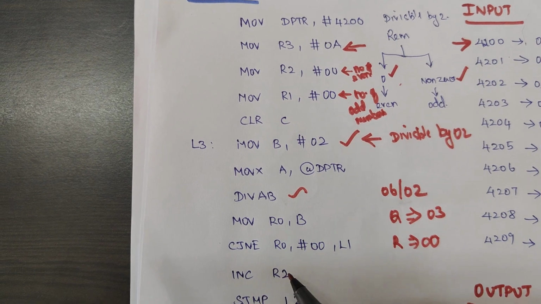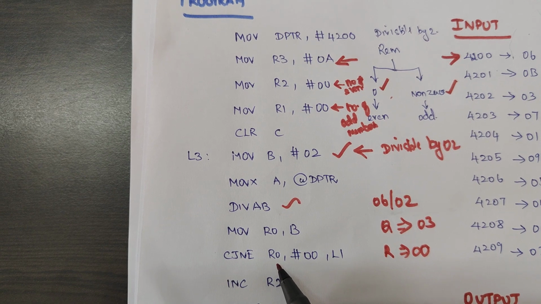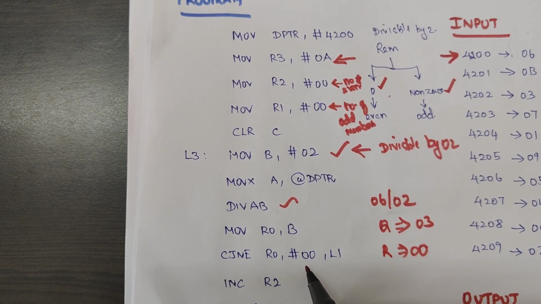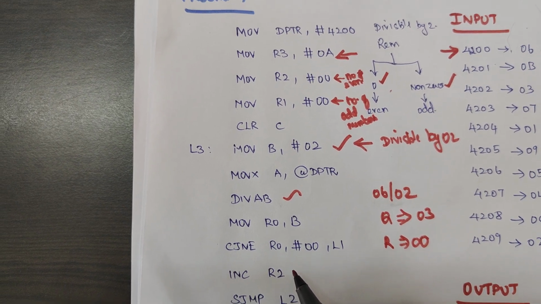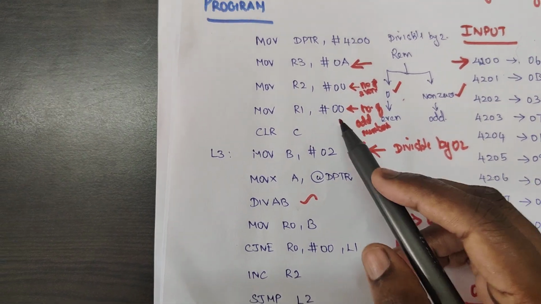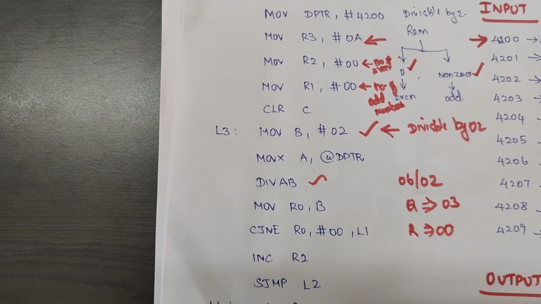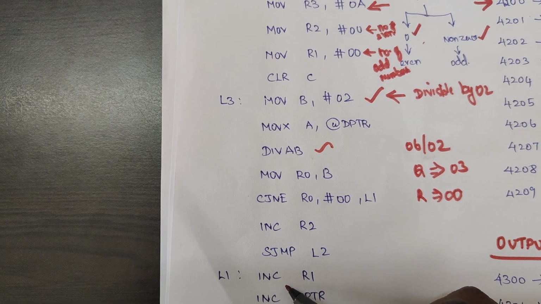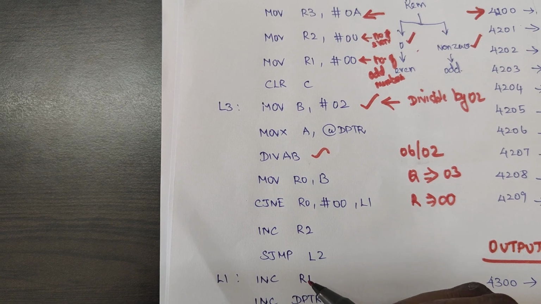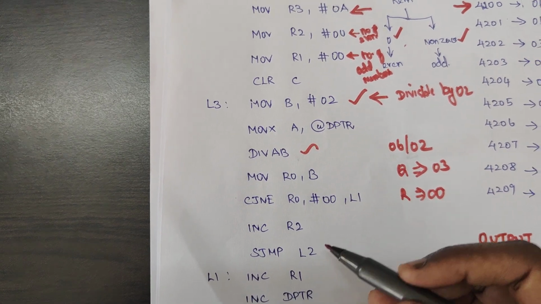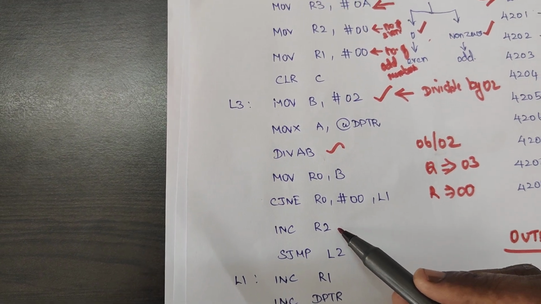Now I am going to compare and jump if not equal. I am going to compare R0, that is your remainder value, with the value 0. When both are equal, it is an even number, so I should increment the R2 register. When it is not equal, it will jump to my L1 condition. Inside L1, I should increment R1, as the R1 register will hold the count of odd numbers. So when it is not equal, increment your R1 register. When it is equal, increment your R2 register.